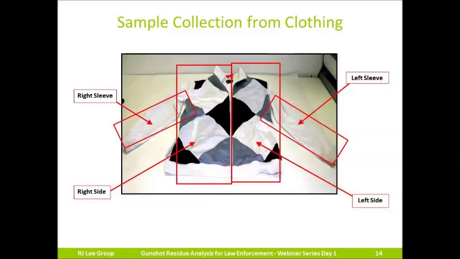Other areas of clothing that can be sampled are based upon what you feel is of probative value. For example, it is possible to particle extract from, let's say, the pockets or waistbands if you believe that a recently discharged firearm may have been holstered in those areas. So it's really up to you.